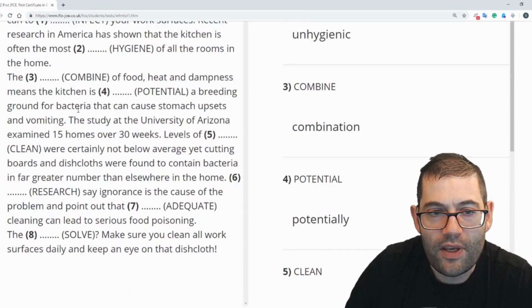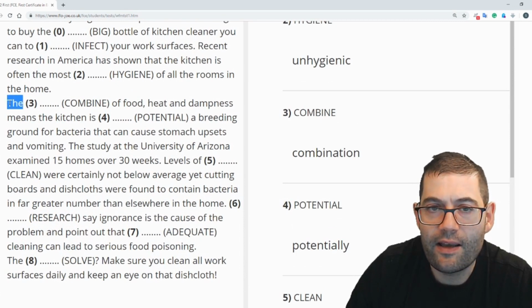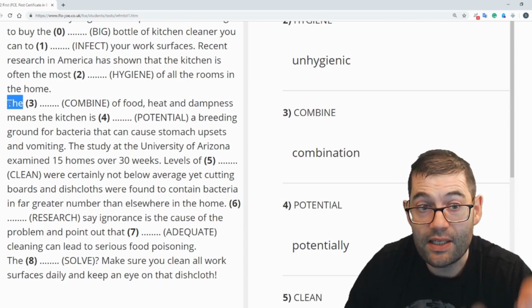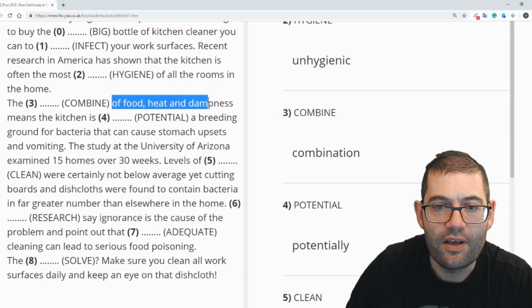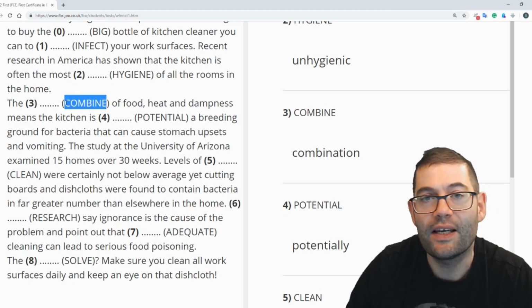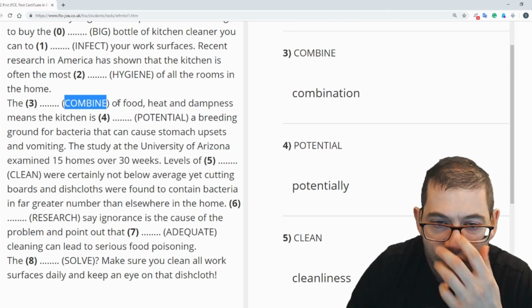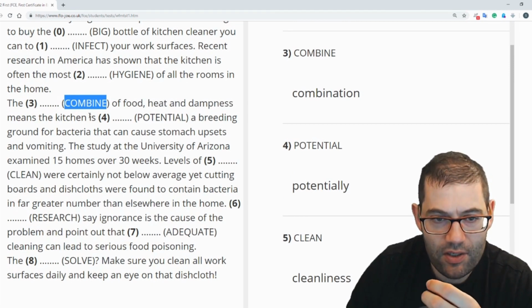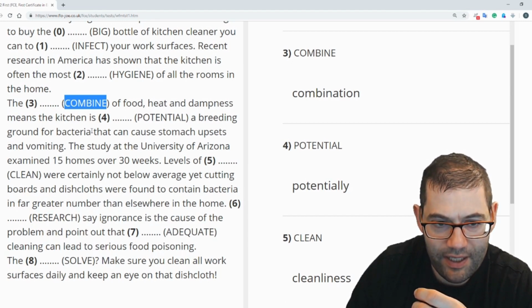For question number 3, the something of food. So easy here, we need a noun. We've got an article. All articles need nouns, and this one doesn't have any, because what follows next is a preposition and then lots of other nouns. So combine has to become a noun, and that noun is, as you can see, combination. The combination of food, heat and dampness means the kitchen is something, a breeding ground for bacteria.